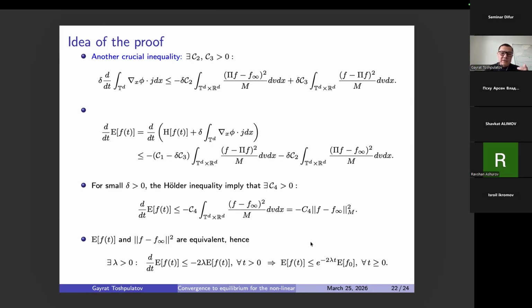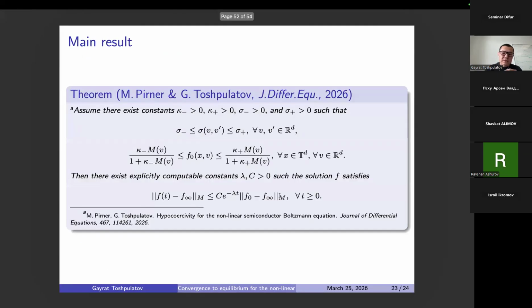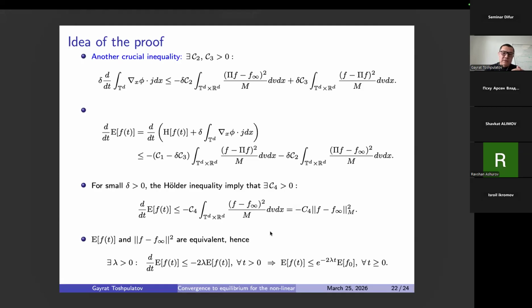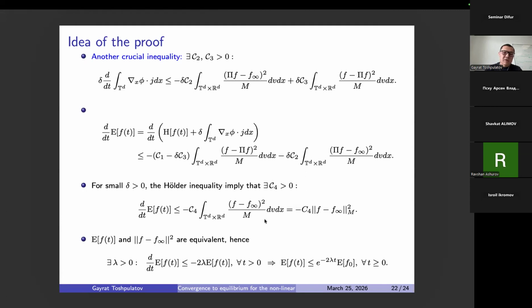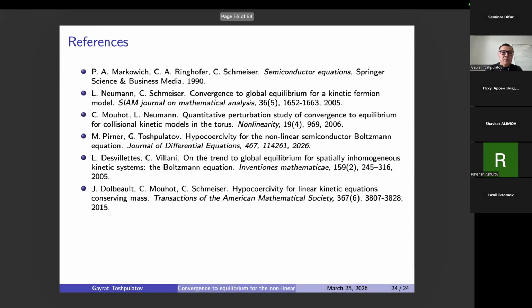Also, in my lemma, I showed E is equivalent to this L2 norm. Hence, with some different constants, I can conclude the same estimate for the L2 norm. Hence, this proves our main result. The estimate in our result is equivalent to this estimate because E is equivalent to these norms, and hence this proves our result. It was just some ideas, and I used some inequalities that are not obvious, but they are just ideas.